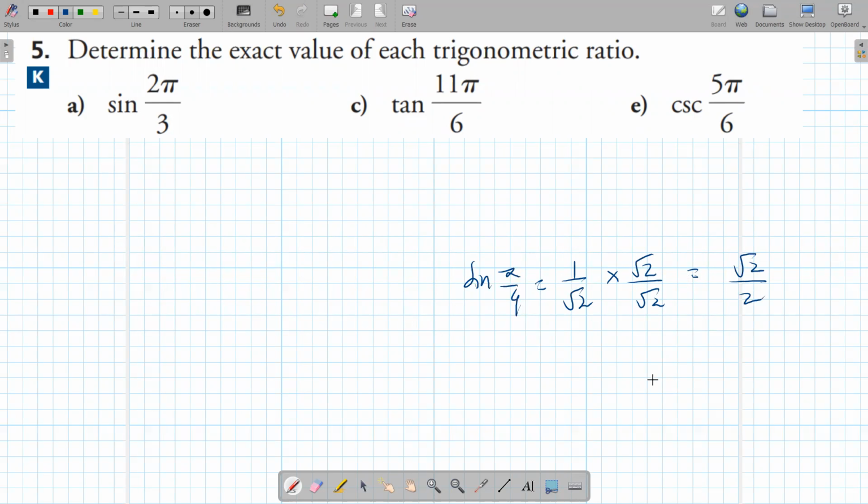But I'm confused. Is my special triangle 1, 1, root 2, or is it 1 over 2, root 2 over 2? When you're building it, for the 45, 45, it's 1, 1, root 2.